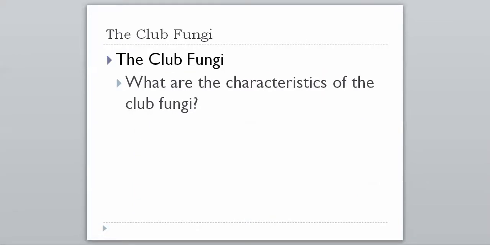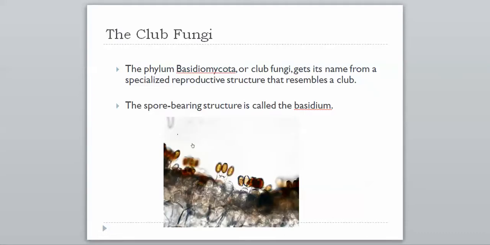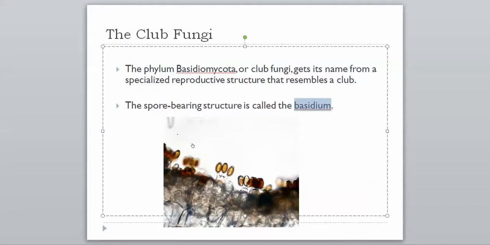First we're going to look at the characteristics of the club fungi. The club fungi are known as the phylum Basidiomycota, and that gets its name from the specialized reproductive structure that resembles a club, called the basidium. The basidium is the most important term we're going to look for here. Just like the Ascomycota was named for the ascus, the Basidiomycota is named for the basidium.